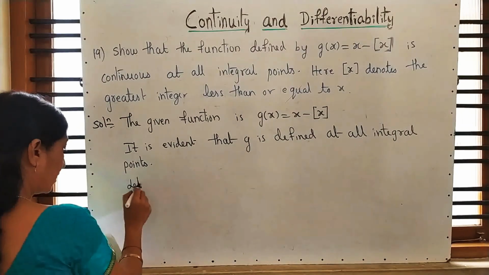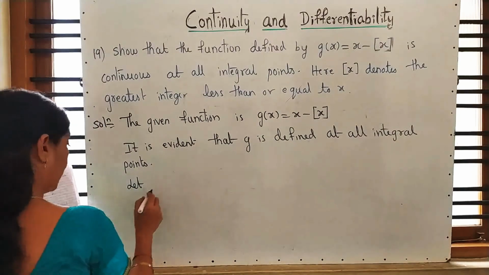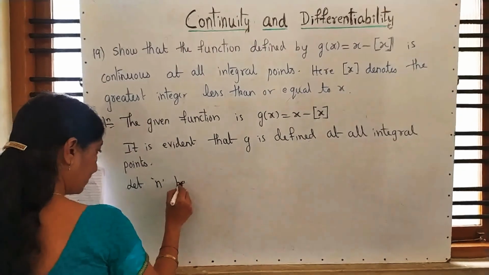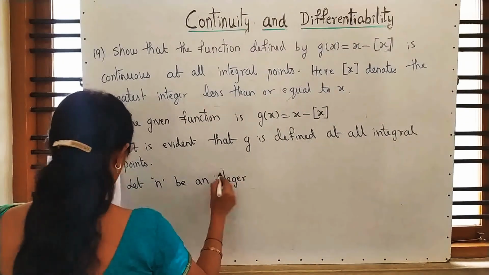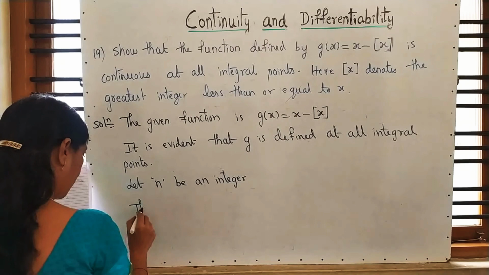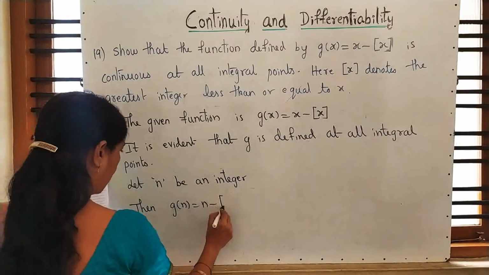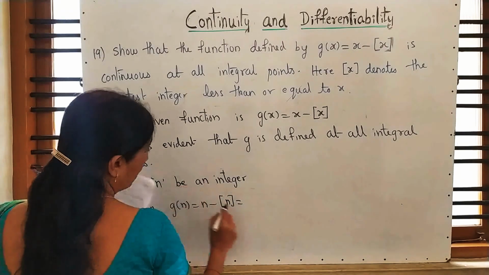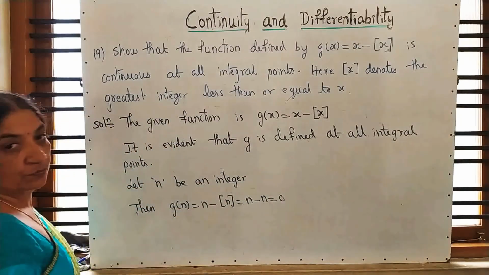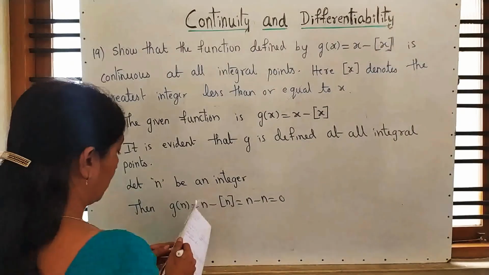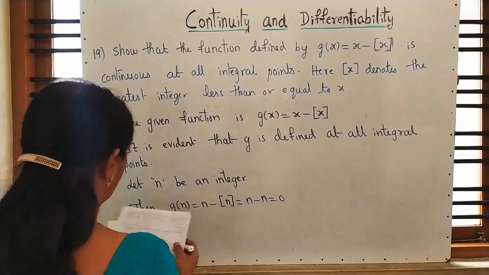So it is defined at all integral points. Let us take that integral point: let n be an integer. Then first see whether it is defined or not. g of n is equal to n minus the greatest integer function of n. At that time it remains the same, so the answer will be 0. Correct? Yes. Now we are moving to the left hand limit.